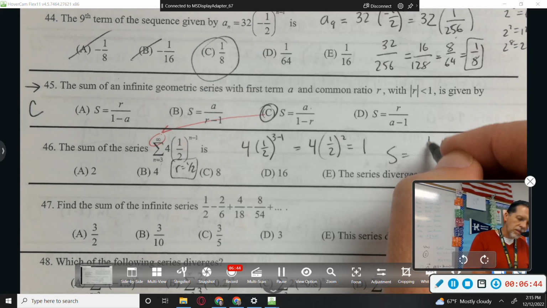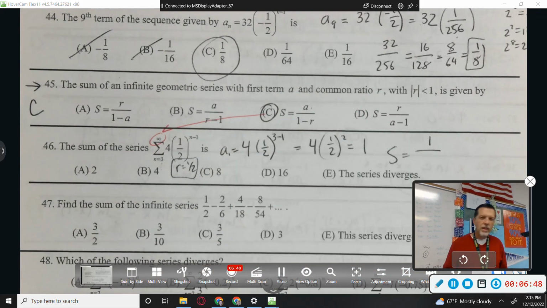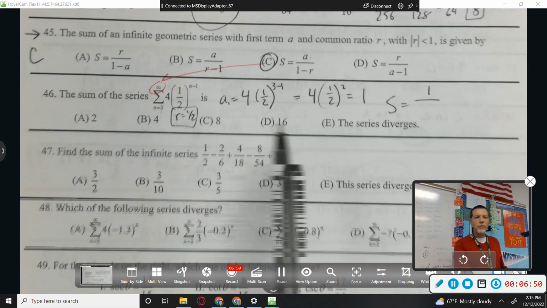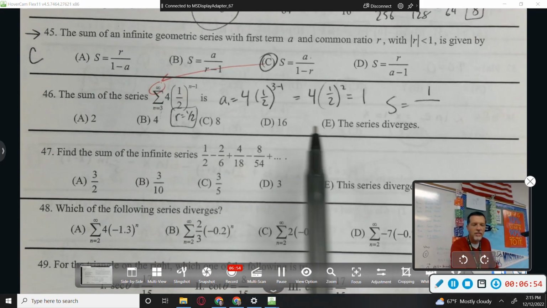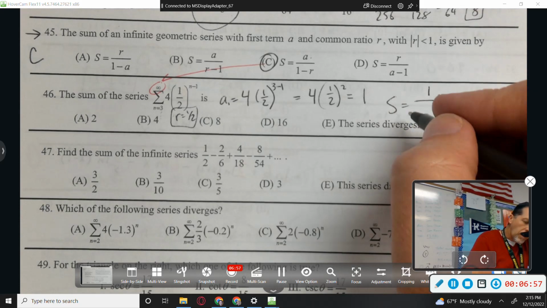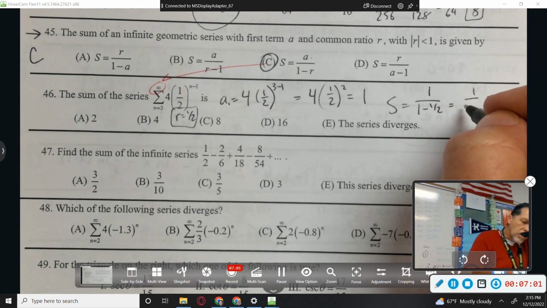So the sum is the first term, which is 1. Well, again, it's weird to label it A1 because it's sort of A3, but it's sort of A1. It's the first term that we would list, which is 1, over 1 minus 1/2. So 1 divided by 1/2 is 2.